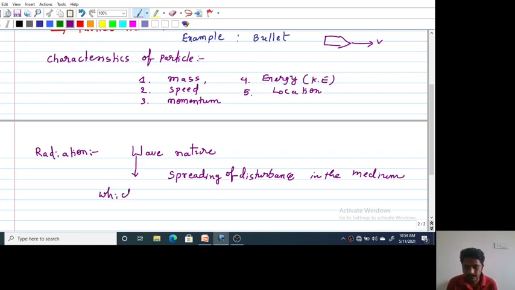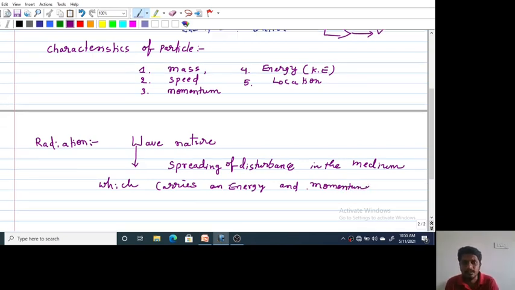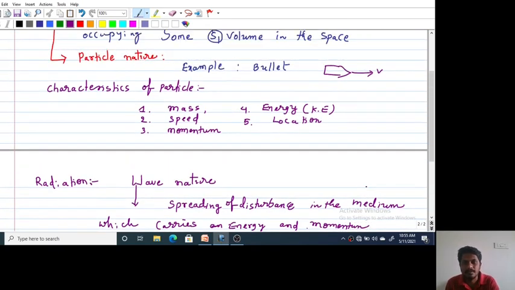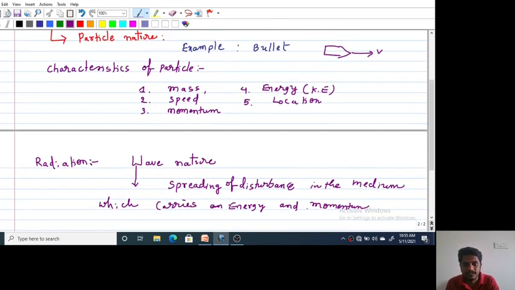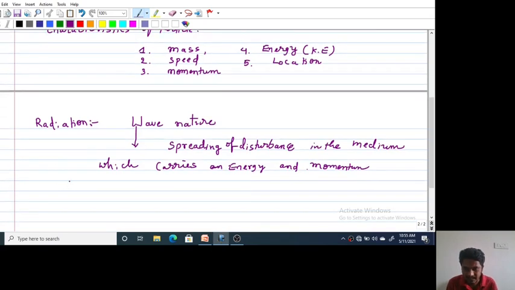which carries energy and momentum. Radiation has wave nature, for example, light waves. Light is a radiation. So light has a wave nature.